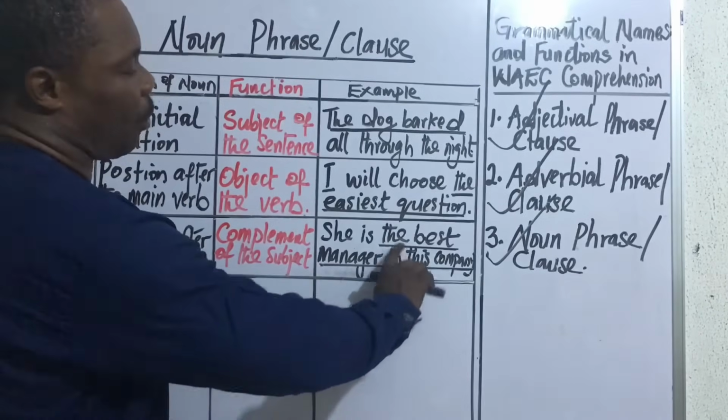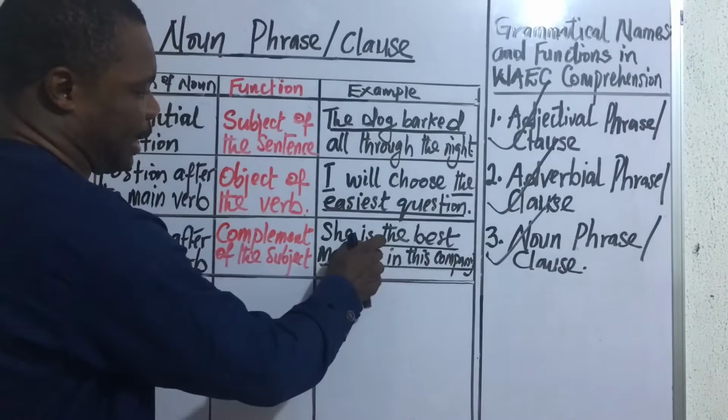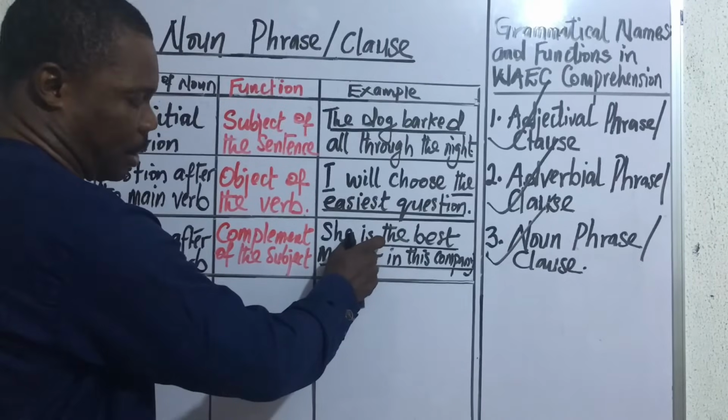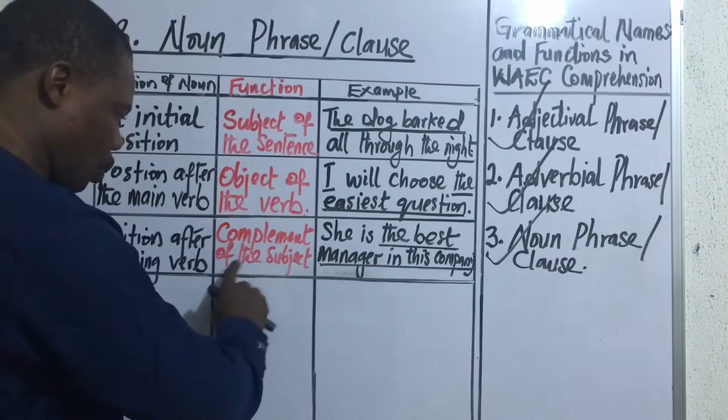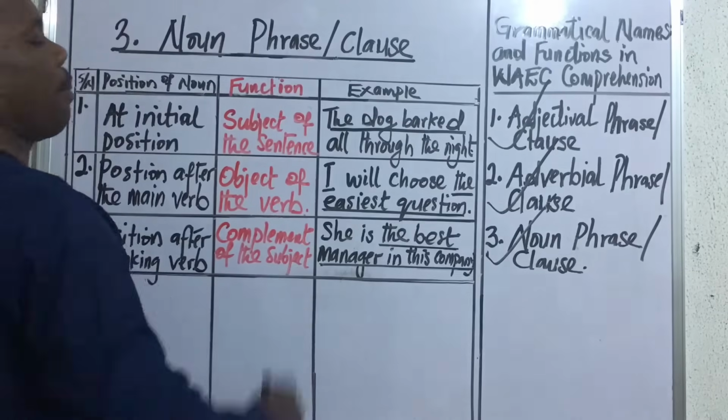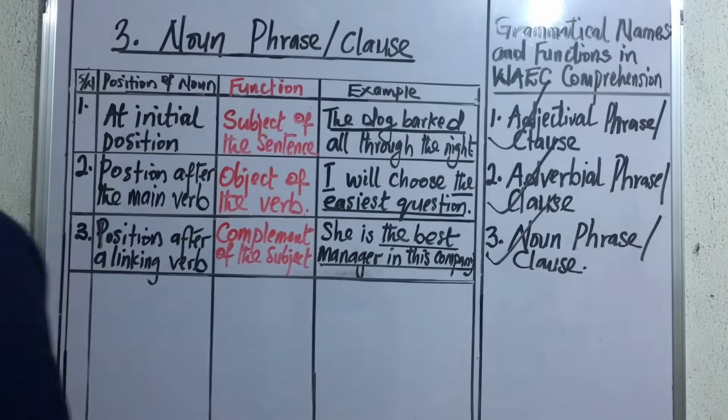So this is what we're talking about. When the entire underlying expression comes after a linking verb like is, are, can, or be, then it is complement of the subject. Let's go on to the next one.